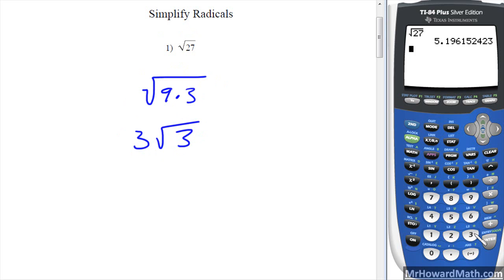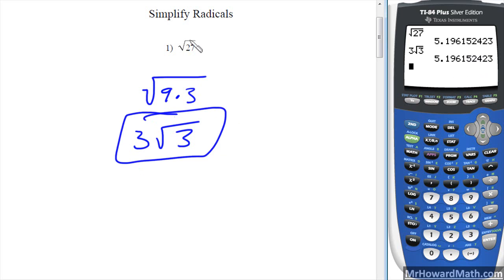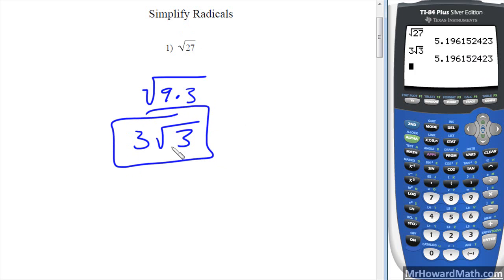I can prove that to you. If we put that in our calculator, 3 square root of 3 is the same exact decimal value. So this is exact. Now we have simplified this radical. Square root of 27 is not considered simplified. This form right here, 3 square root of 3, is considered simplified.